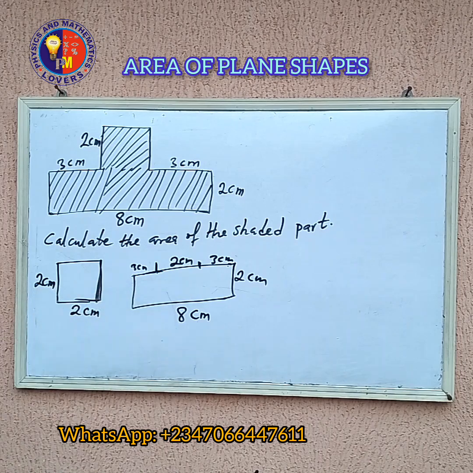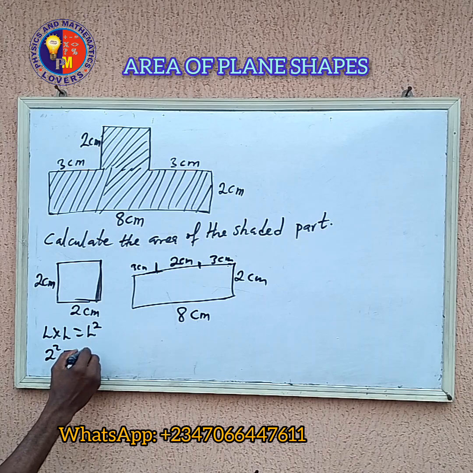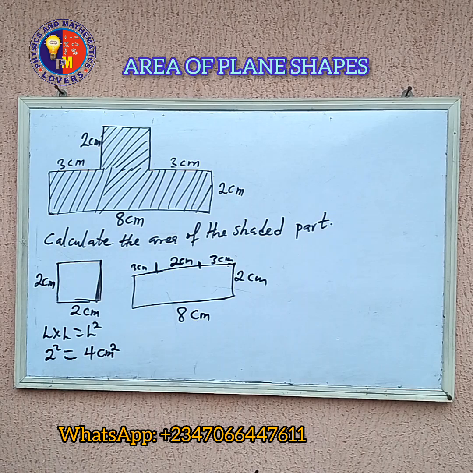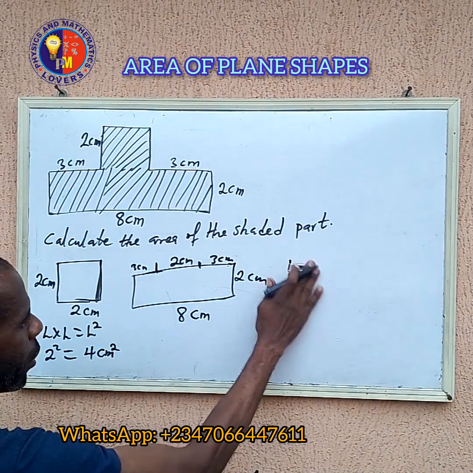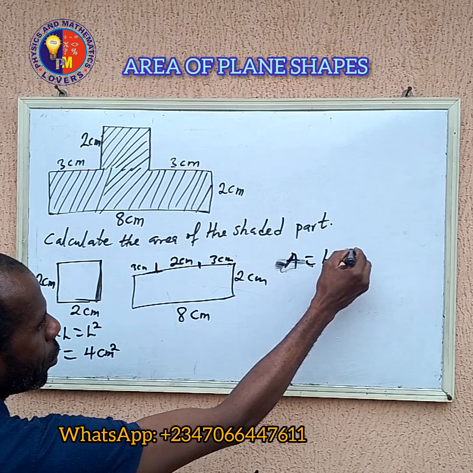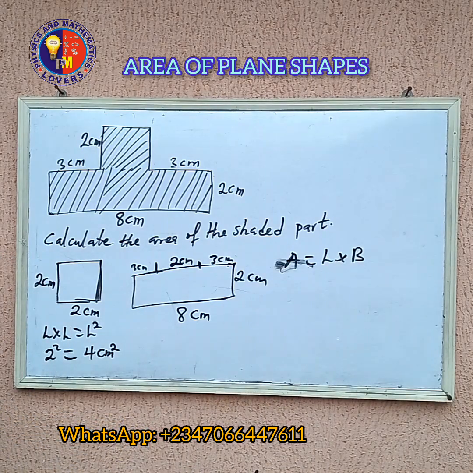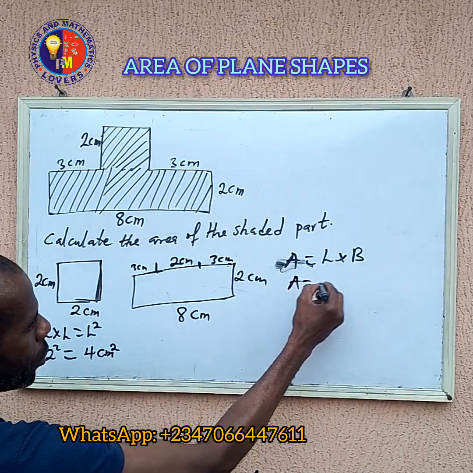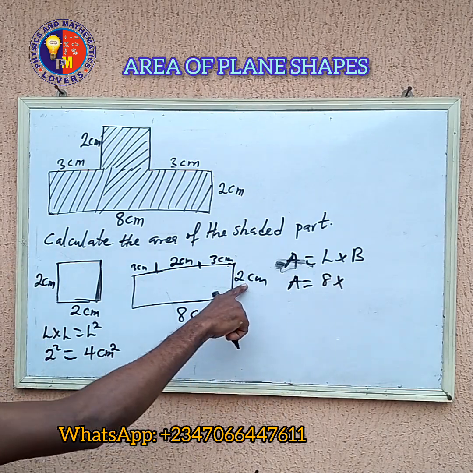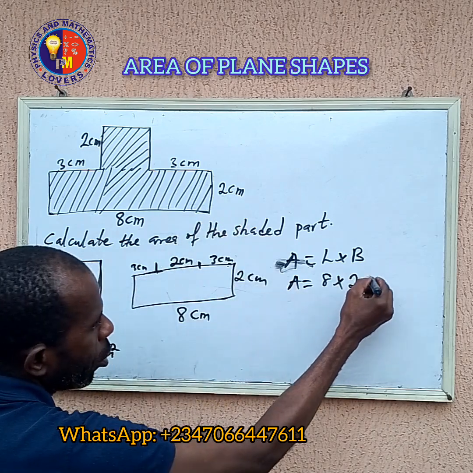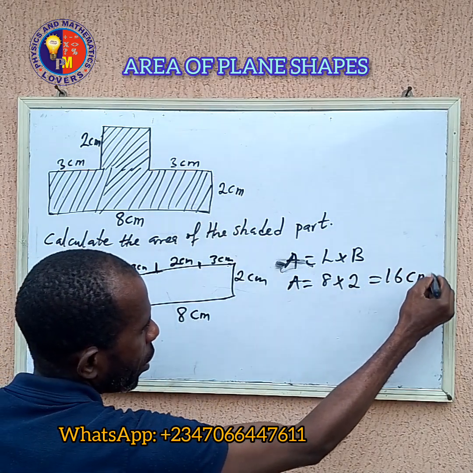Now, for us to calculate the area of this figure, it's going to be area of this square plus area of this rectangle. And we know that area of a square is length times length, which is L squared. And we are given that the length here is 2. So 2 squared equals 4 centimeter squared. Now let us come to the area of a rectangle. Area of a rectangle is length times breadth. The length here is 8, and the breadth is 2 from the question. So 8 times 2 is equal to 16 centimeter squared.